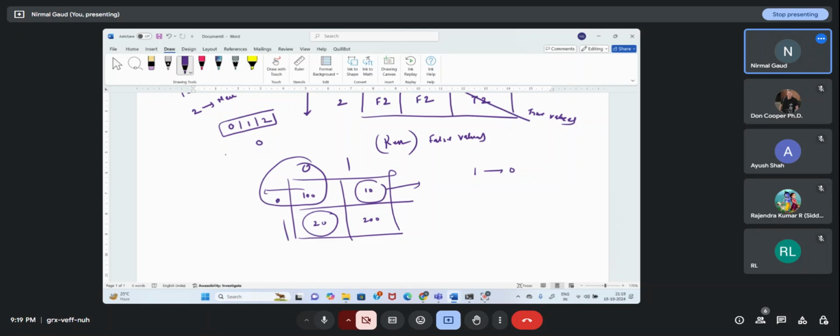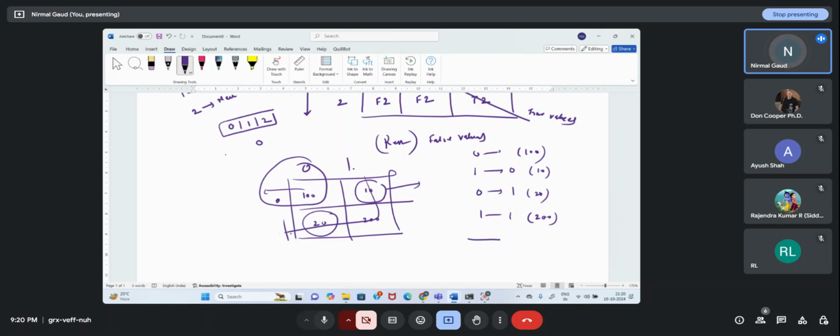Here, for 0, the model gave 1 20 times. For 1, the model got it correct 200 times. Okay, this is how you can prepare it.